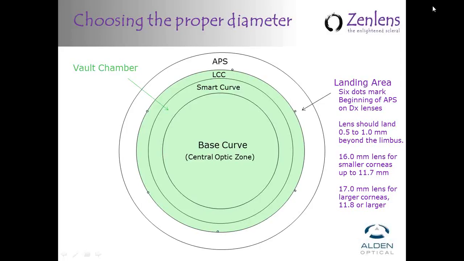Oppositely, for that larger cornea, 11.8 or larger, we have to go to the 17 millimeter lens. We can't try to force the 16 millimeter lens on a larger cornea. It just isn't going to clear the limbus with enough space for that lens to be a comfortable, proper fit. So next slide if you want to.